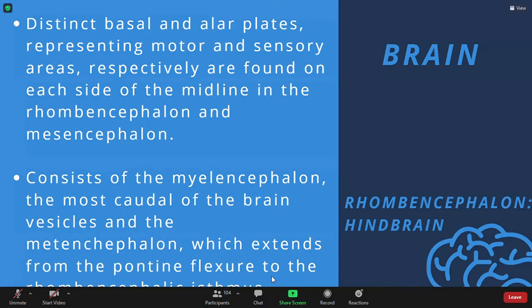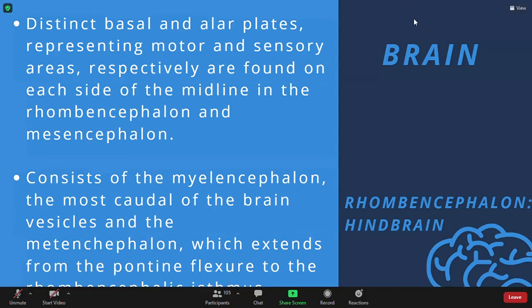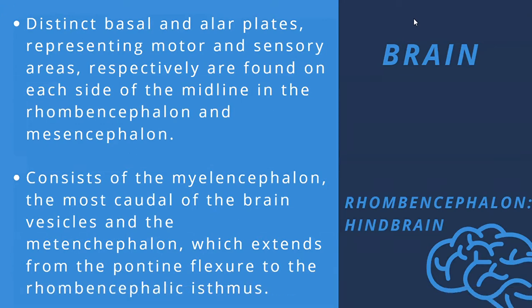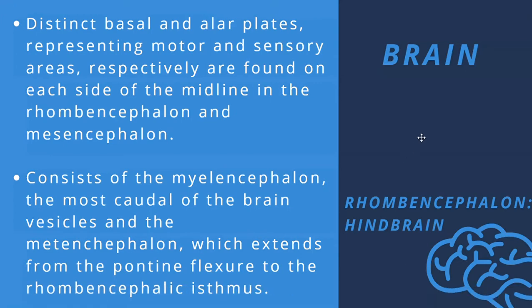So the brain, rhombencephalon or hindbrain, has distinct basal and alar plates representing motor and sensory areas. It consists of the myelencephalon, the most caudal of the brain vesicles, and the metencephalon, which extends from the pontine flexure to the rhombencephalic isthmus.